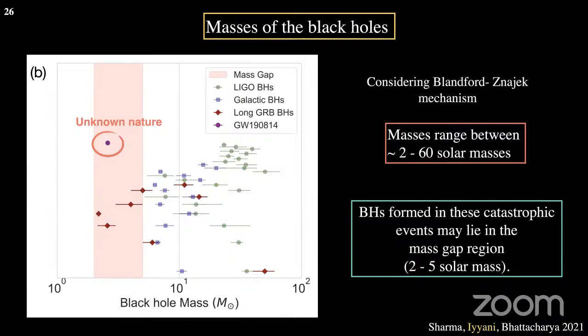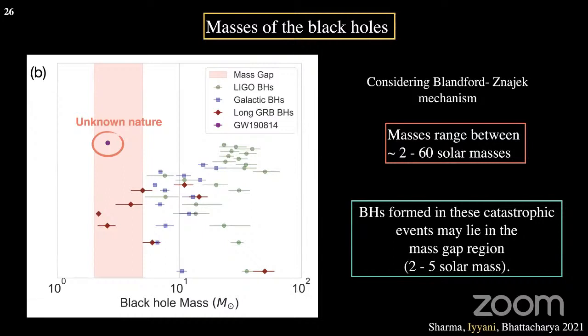And as you can see, the shaded region I've shown here is called the mass gap region, which basically tells you the region, 2 to 5 solar masses, where we have not identified events where we don't know if it can be a massive neutron star or a very light black hole. So we have not been able to confirm this. For example, for gravitational wave event GW190814, one of the binary components had a mass which lay in this region, and we are not sure of its nature.